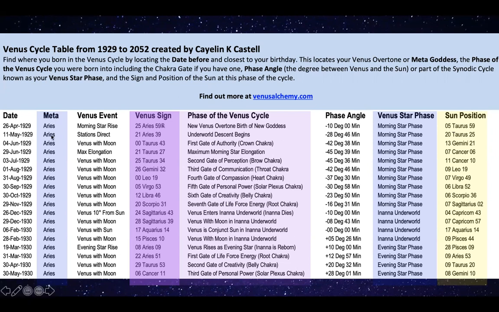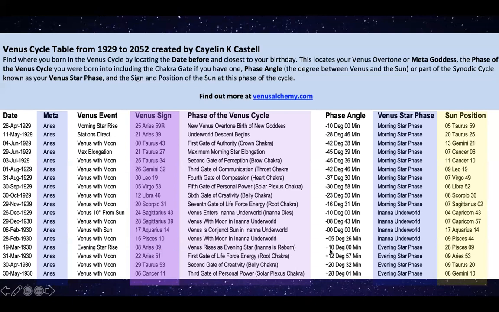On May 11th, Venus stationed direct, and that begins the underworld descent of the cycle. So we can see the meta goddess, we can see what the Venus event is, stationing direct, being with the moon, Venus at maximum elongation, the different moon things. When Venus gets within 10 degrees of the sun again, then Venus is entering the Inanna underworld. And that begins the longer phase because it's from, say, December 26th of 1929 to March 19th of 1930, when Venus rose as an evening star.